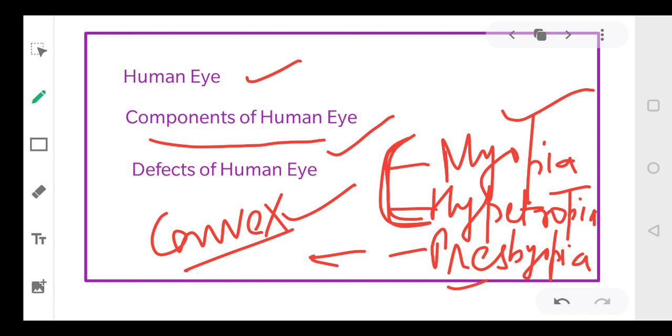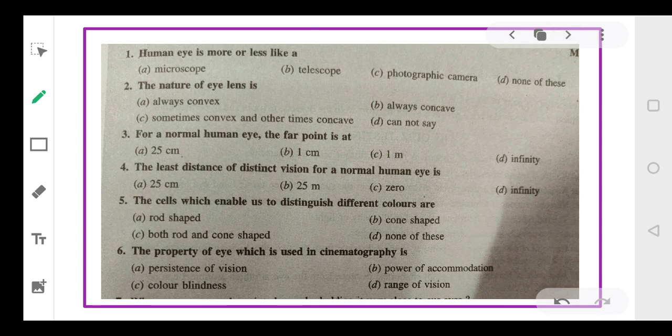Right. So let's start with your numericals, starting with the very basic, very simple ones. Question 1. Human eye is more or less like a microscope, telescope, photographic camera, or none of these. Just see, we have talked about it. The human eye has a lens. It also captures your image, isn't it? So see which one captures the image. The camera captures the image. So your human eye is more or less like a photographic camera.